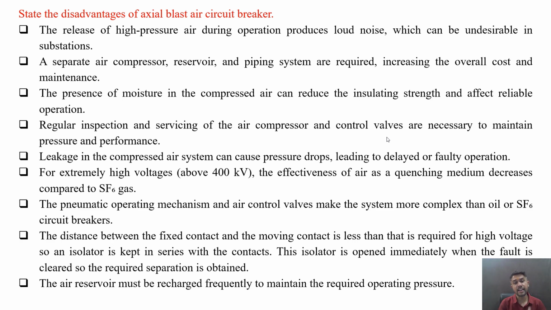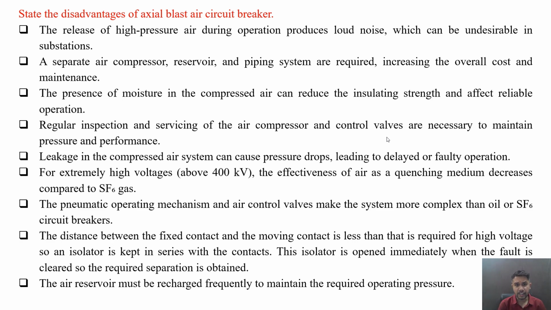Regular inspection and servicing of the air compressor and the control system, and all the control valves, are necessary to maintain the pressure and the performance. Leakage in the compressed air system can cause pressure drops, leading to delayed or faulty operation. For extremely high voltages, that is about 400 kV, the effectiveness of the air as a quenching medium decreases compared to the SF6 or vacuum circuit breakers.